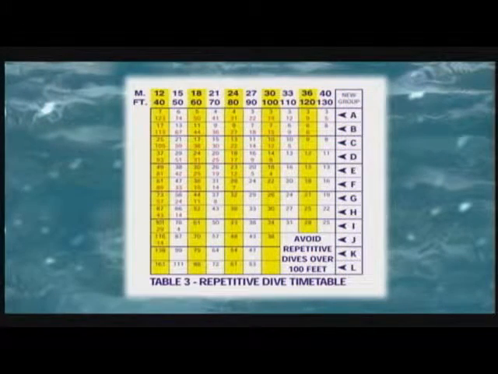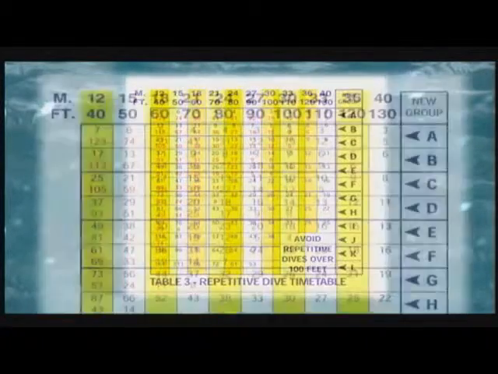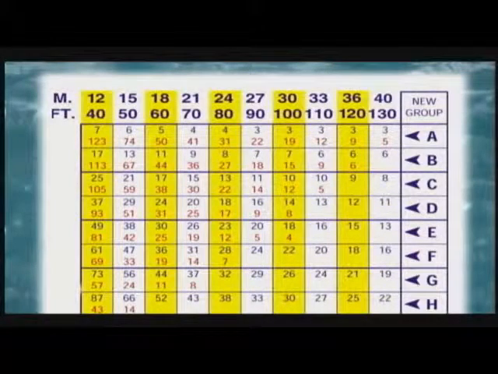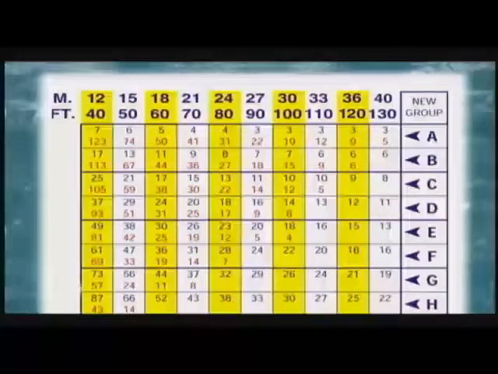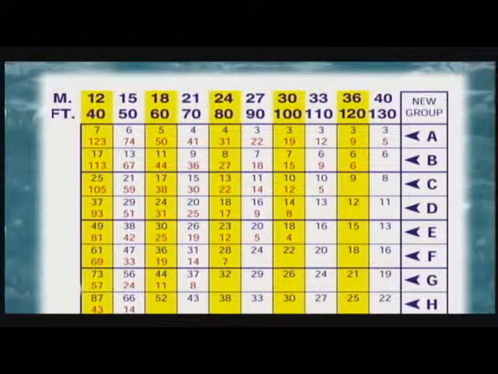Repetitive Dive Timetable provides your adjusted maximum dive time for your next dive and your residual nitrogen time based on your current letter group. You use this table twice for each repetitive dive. First, you use the table to find your adjusted maximum dive time when planning your dive. Next, you use the table to find your residual nitrogen time after you complete your dive. You add the residual nitrogen time to your actual dive time to find your total nitrogen time.